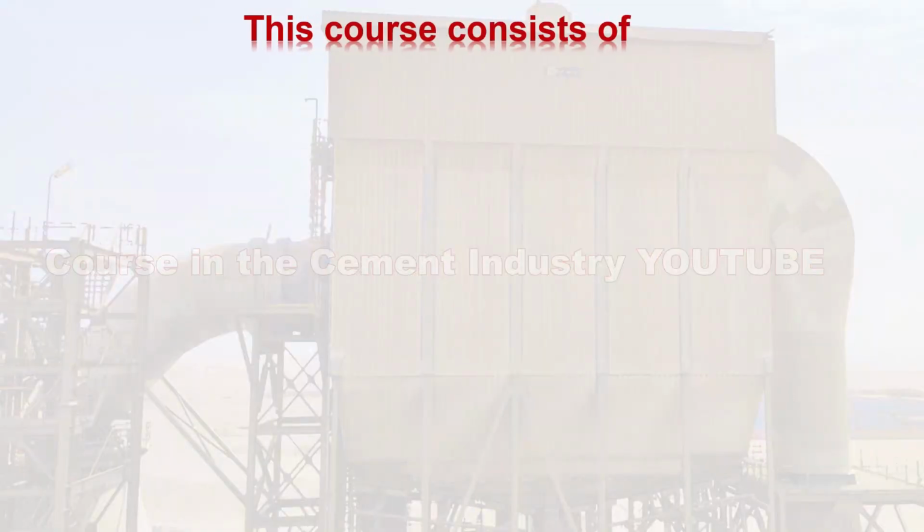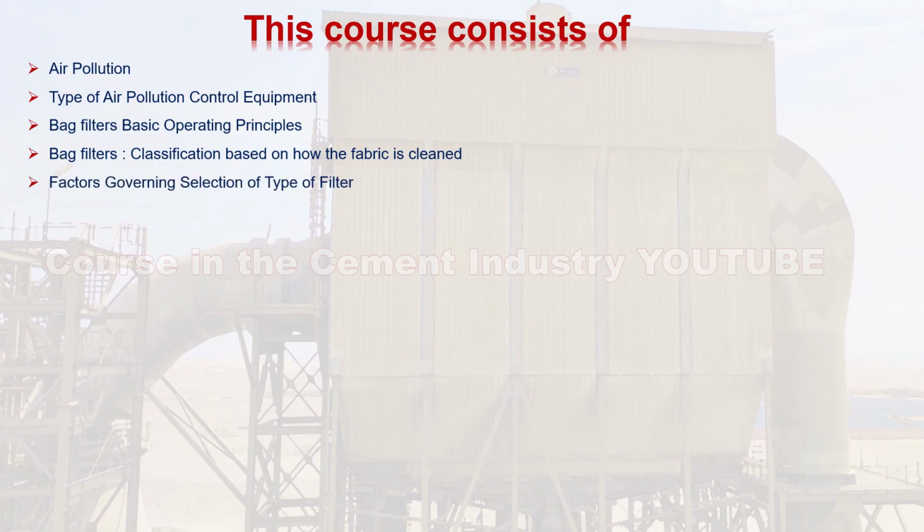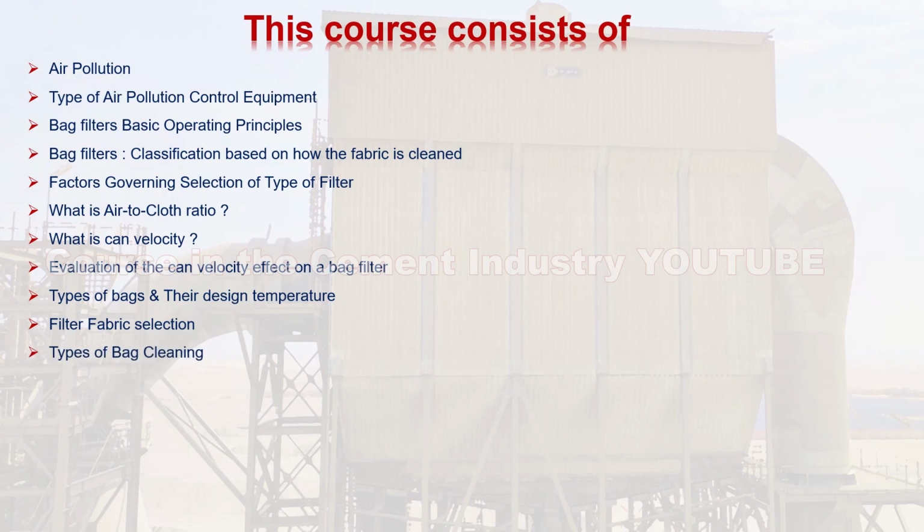This course consists of air pollution, type of air pollution control equipment, bag filters basic operating principles, bag filters classification based on how the fabric is cleaned, factors governing selection of type of filter. What is air to cloth ratio? What is can velocity? Evaluation of the can velocity effect on a bag filter. Types of bags and their design temperature. Filter fabric selection. Types of bag cleaning.